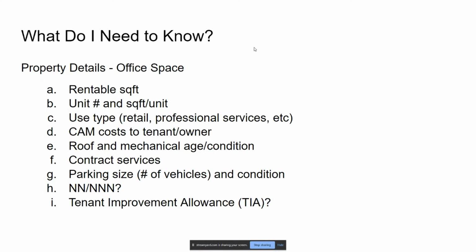But anyway, sorry, back to office space. You're going to want to know how many units there are, how many square feet per unit. Again, it's probably not going to be equal. You're probably going to have a bunch of different sizes. So a big unit, like think about these strip malls, right?